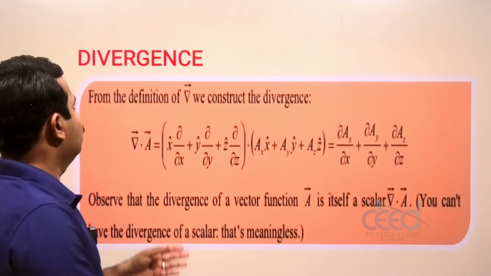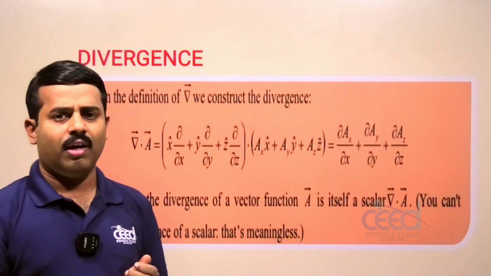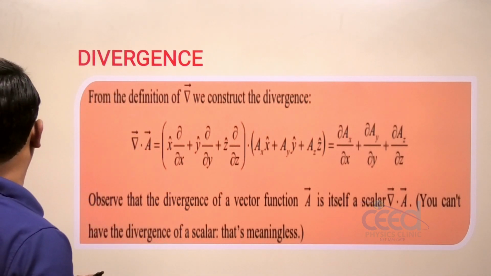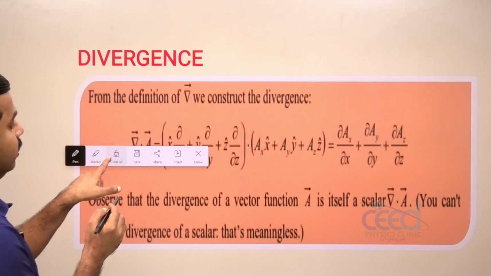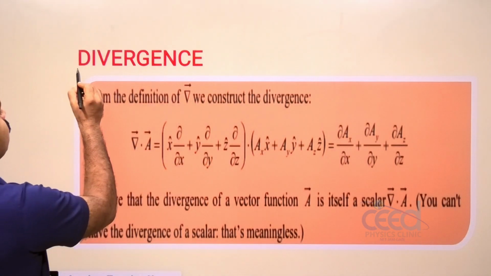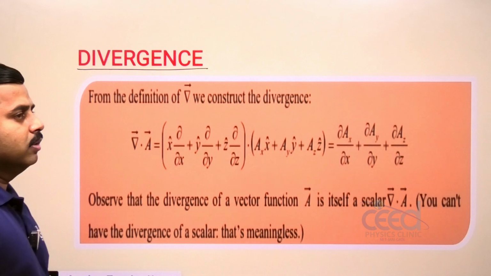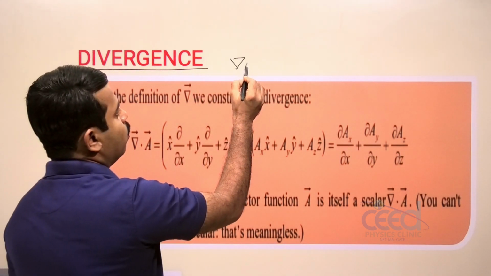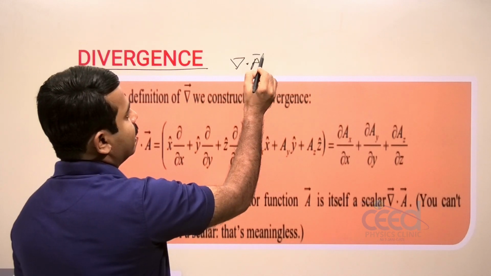Now let us go to another operation, that is divergence. What is divergence? Divergence we basically represent as del dot A.